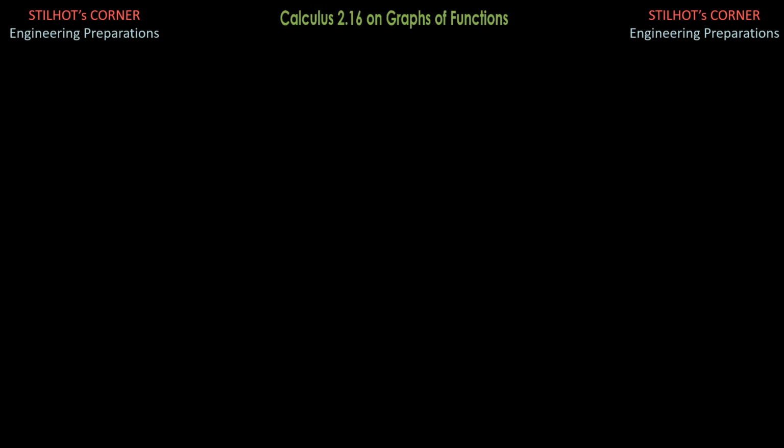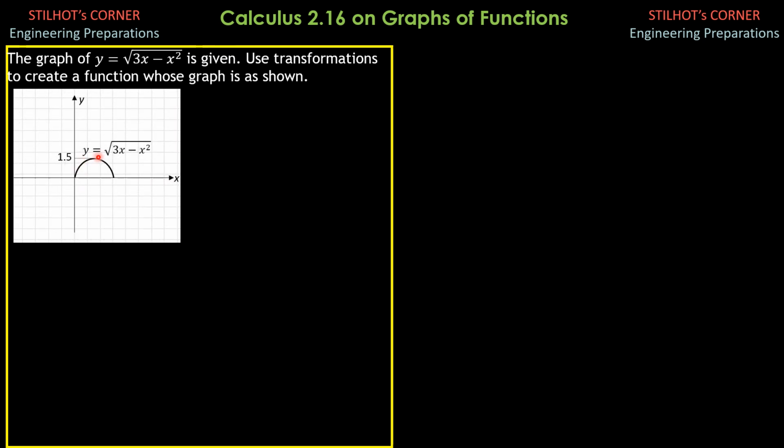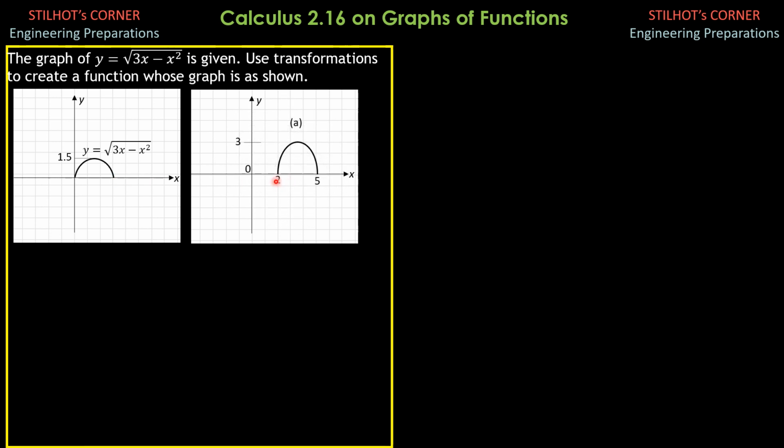Hello future engineers, here is another video in calculus. I hope that you will learn techniques in graphing and the translation techniques. The graph of y equals square root of quantity 3x minus x squared is given. Use transformations to create a function whose graph is as shown. So this is the original graph and the equation is given by square root of 3x minus x squared, and that's 1.5. Then this is 3, of course. So this is now the new graph which we're going to determine.